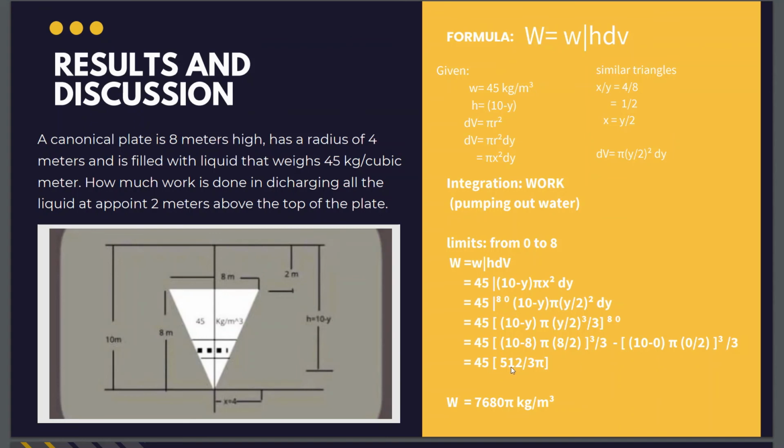So we will get 45 times 512 over 3 pi. As we multiply these two, we will get 7,680 pi kilogram-meters. So here's our final answer.